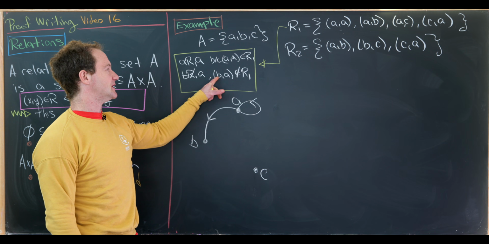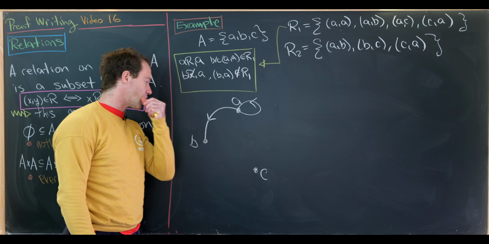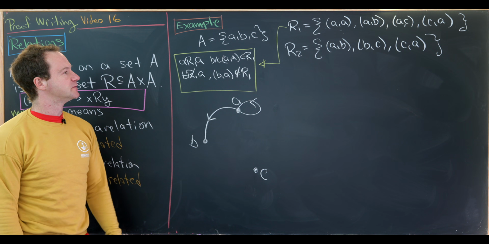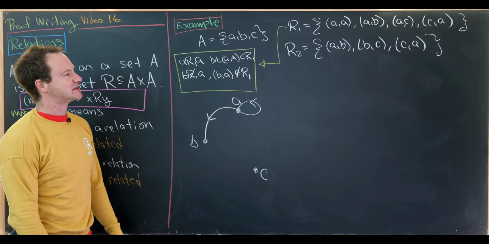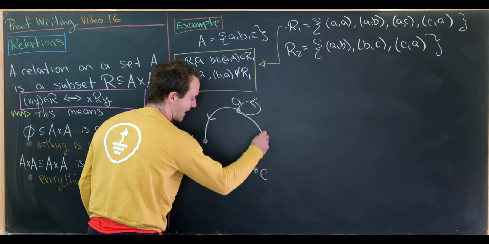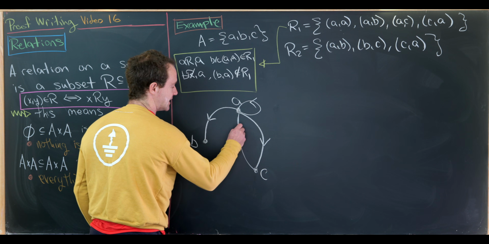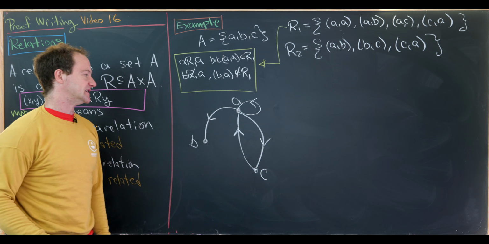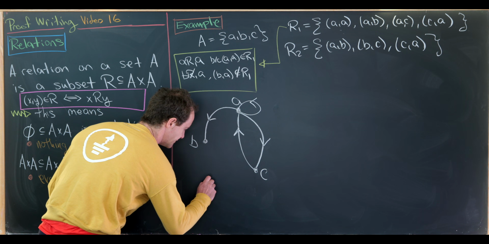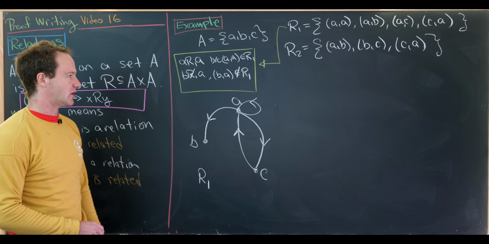Now let's notice that (b, a) is not in R1. That means there's no arrow going back from b to a. So there's just a one direction arrow. Okay, so now let's look at (a, c) and (c, a). (a, c) will be a path from a to c like that, and then (c, a) will be a path back from c to a. So this would be a picture of R1. So maybe we would put R1 over here to say that that's a picture of R1.